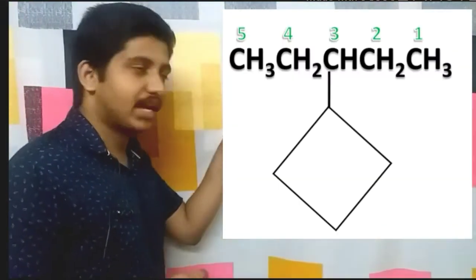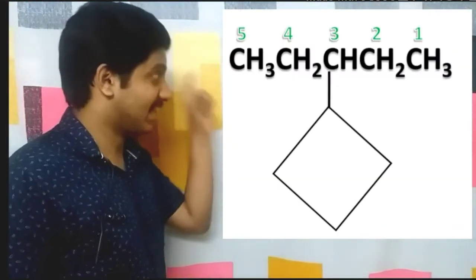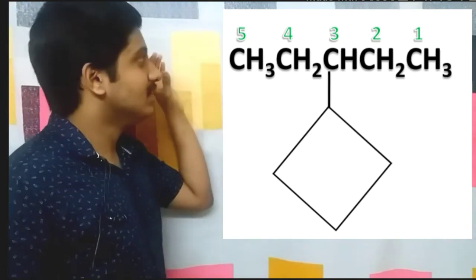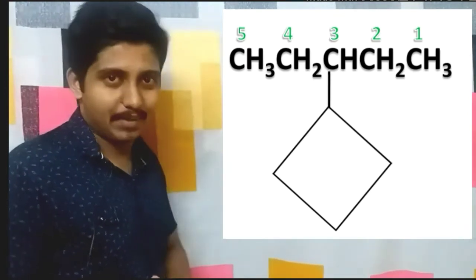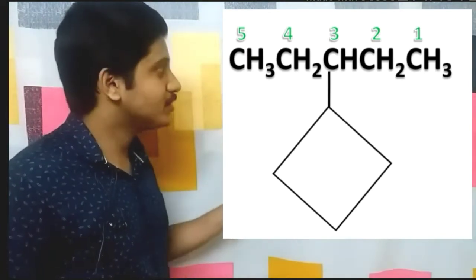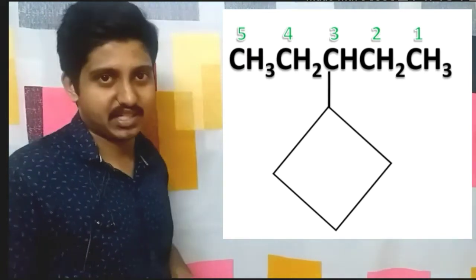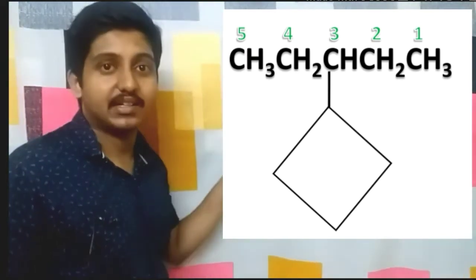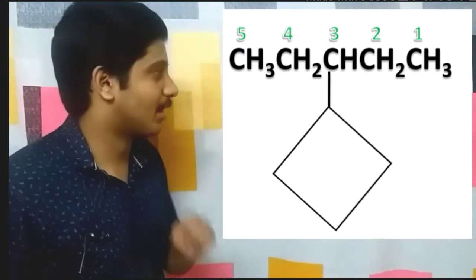In this example, you can see that there is a cyclobutane and at the same time there is a carbon chain which is 5 carbon atoms long. So we have to choose that one as the parent chain since it has 5 carbon atoms and our cycloalkane has only 4 carbon atoms.